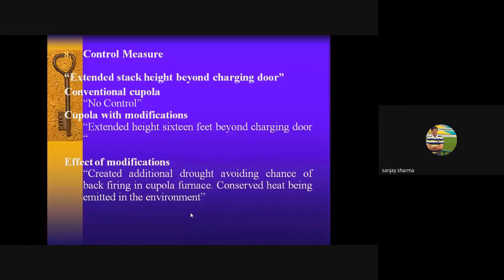Then the extended height beyond the charging door: basically there was no control in the conventional system. An extended height of 16 feet beyond the charging door was recommended, and this basically created additional draught, avoiding the chance of backfiring in the cupola furnace and conserving heat that was being emitted into the environment.